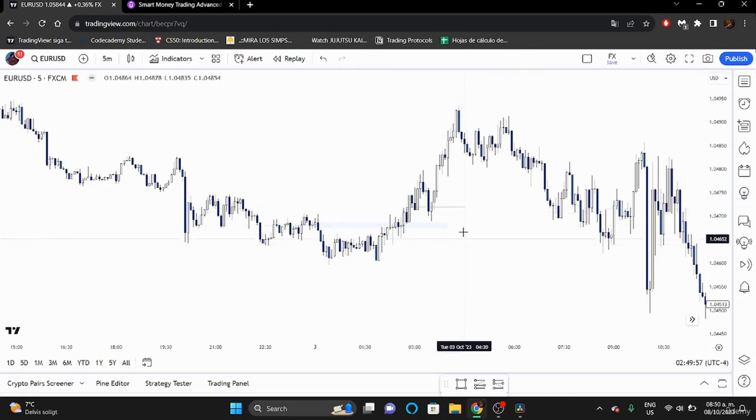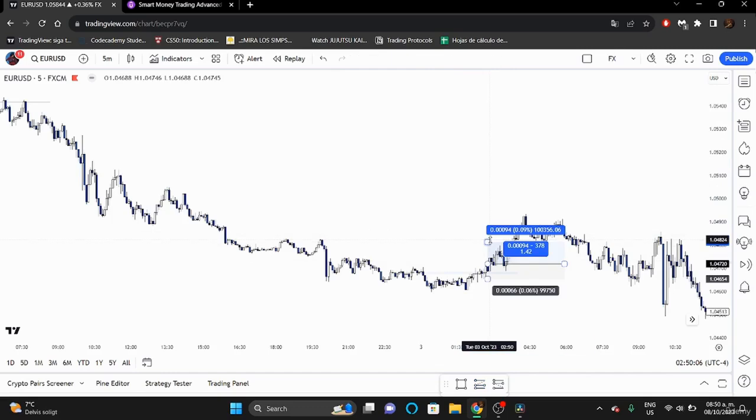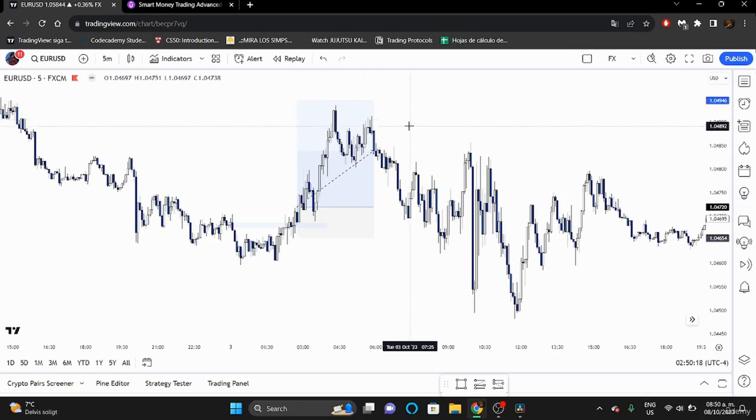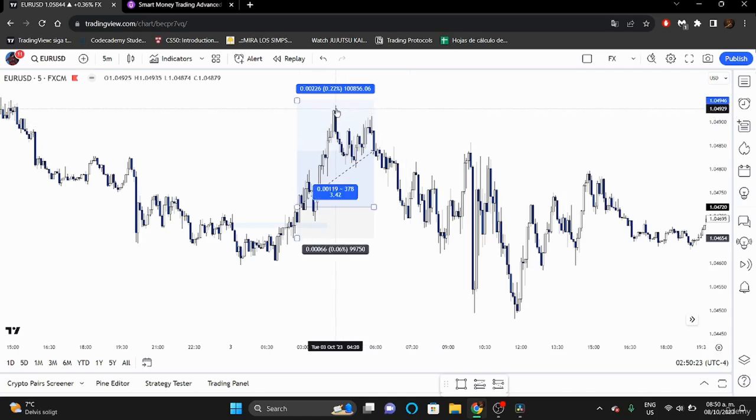No, there's no fair value gap. Taps into their order block. What could be your entry? Your entry could be right here. And where would you be targeting? These highs could be your target. Or you could target something of this nature, for example, which doesn't really get tapped, but almost, for 226 pips.